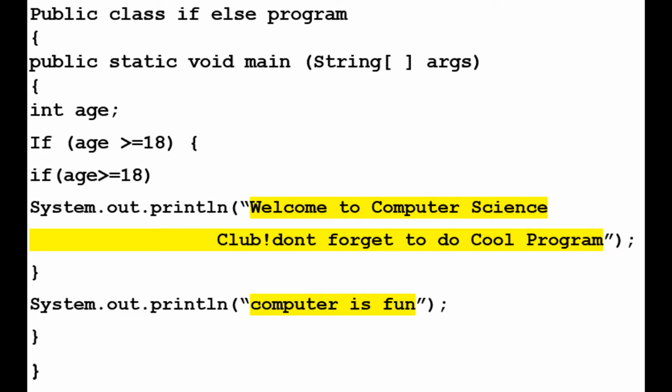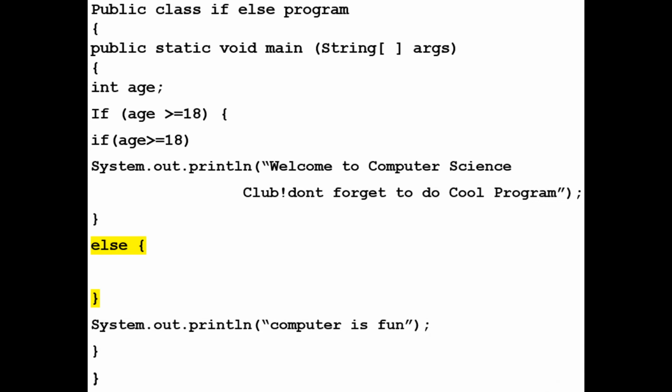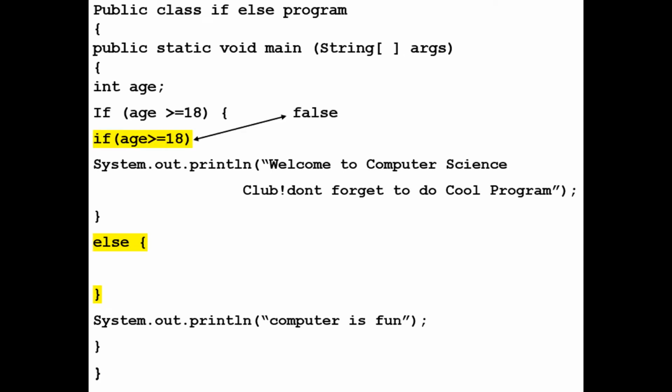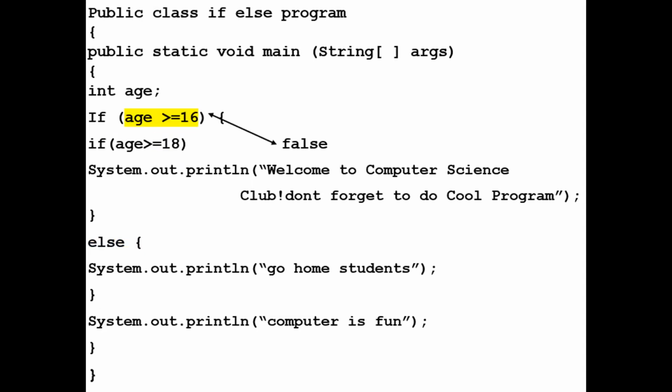And also it says "Computer is fun". Now we can add an else, the keyword else, then a pair of curly brackets, or another code block. Between this block, whatever statements we write will be executed only if the expression evaluates to false. Now let's say the age is 16, and I am going to run this. Now you can see "Go home students", just because this expression is evaluated to false.